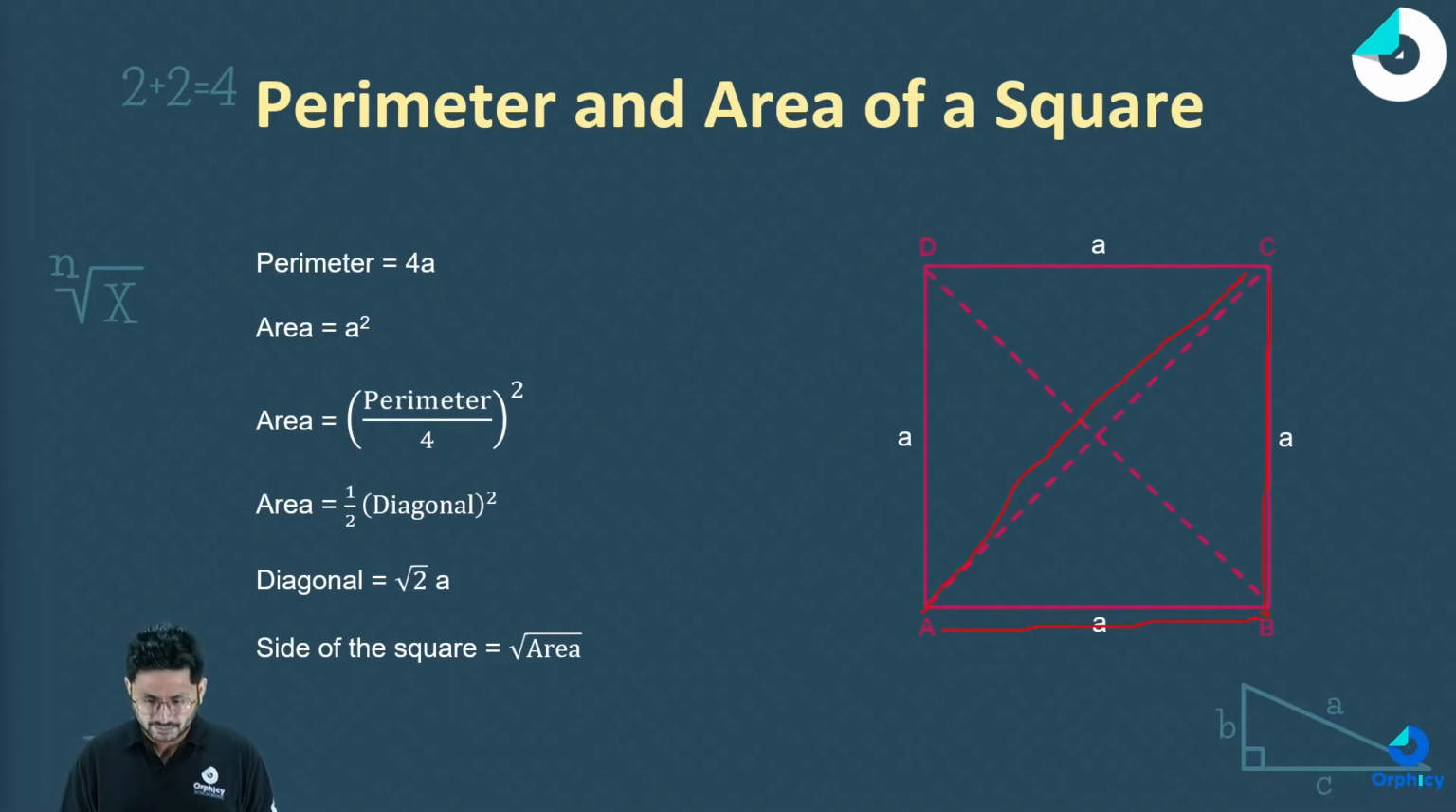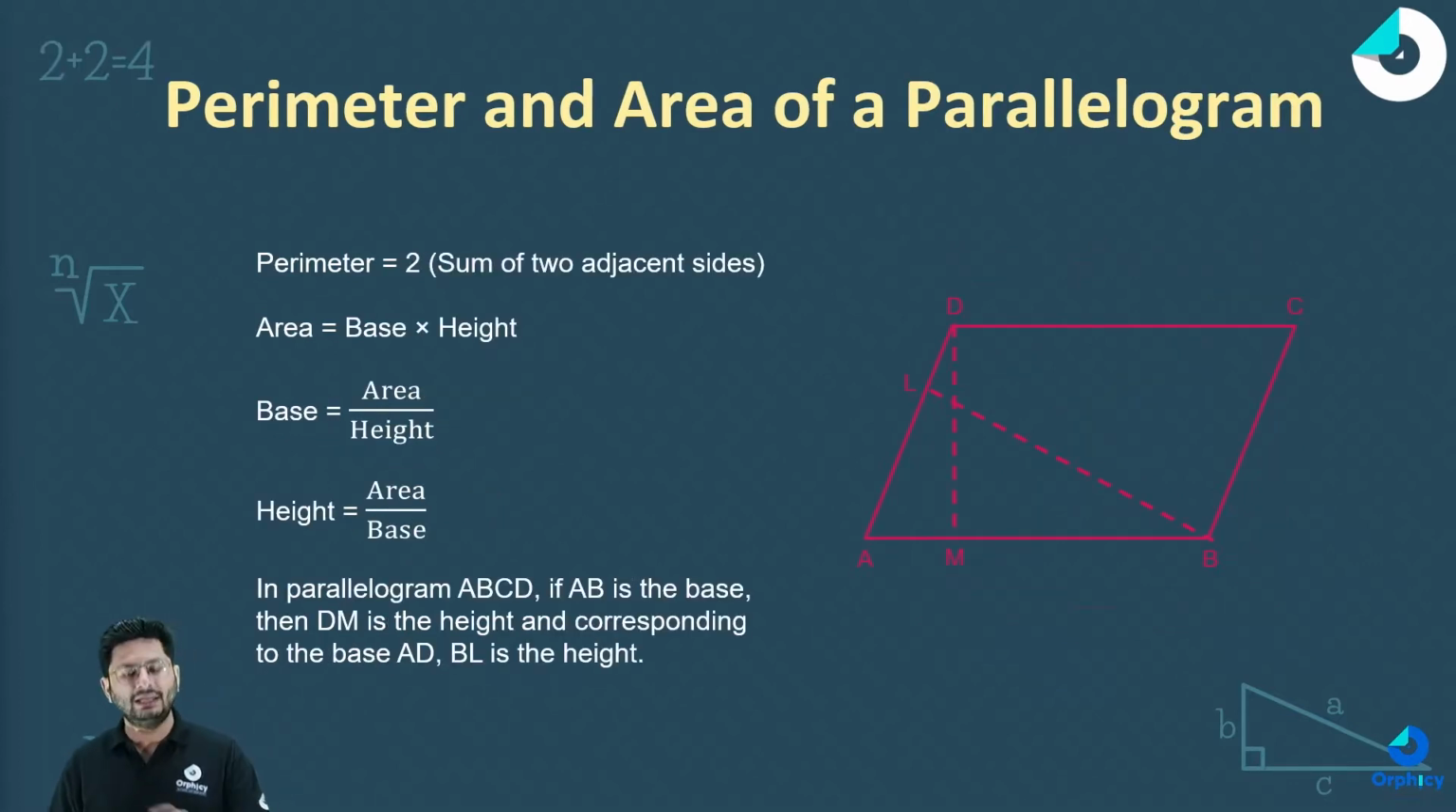Okay, great. Now, area and perimeter of a parallelogram. Area of a parallelogram is base into height, and perimeter is equal to the summation of two adjacent sides, whole multiplied by 2. Similarly, in a parallelogram ABCD, this is called the base and this is called the height.